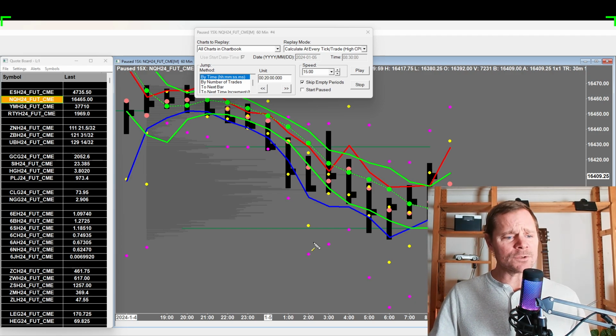So what you'll see here heading into the New York Open, you can see the time down here in the horizontal axis, and these are hourly bars, right?